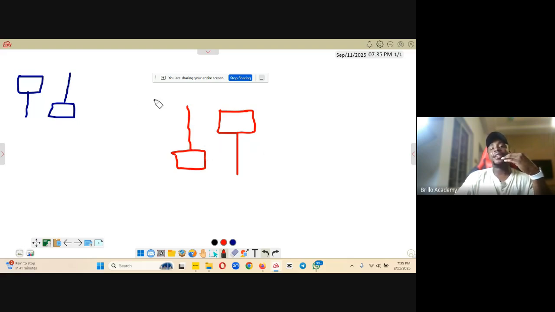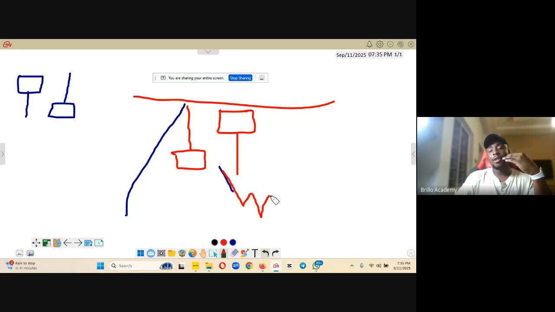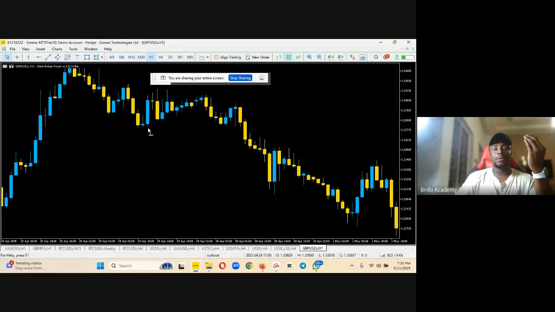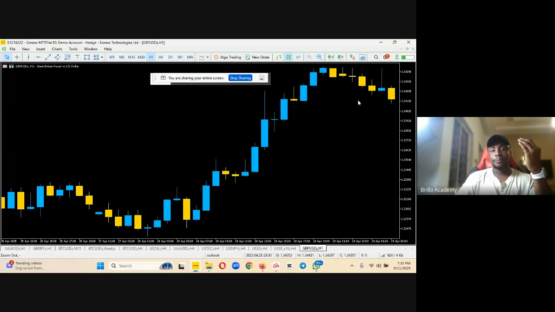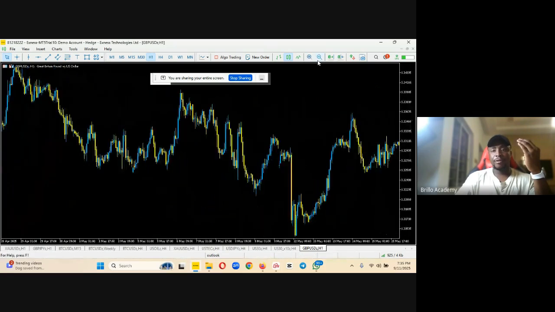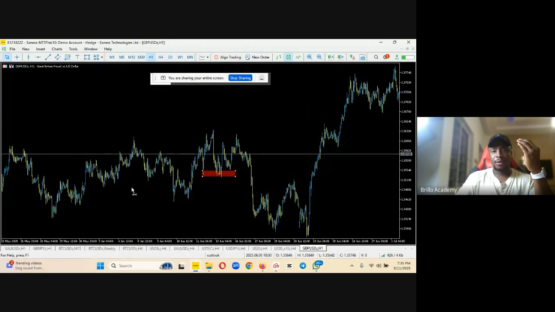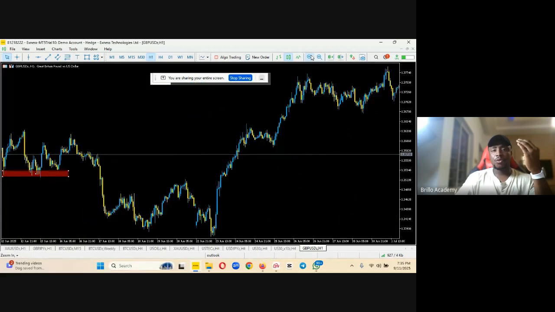If you can identify this on a resistance level after a long buy, then any of these appearing on a resistance level tells you that the market is likely to come down from that zone. The market is going up and this appears on a resistance level, it can take the market down. So let's see if we can see it on a real chart. Let me zoom in a bit.